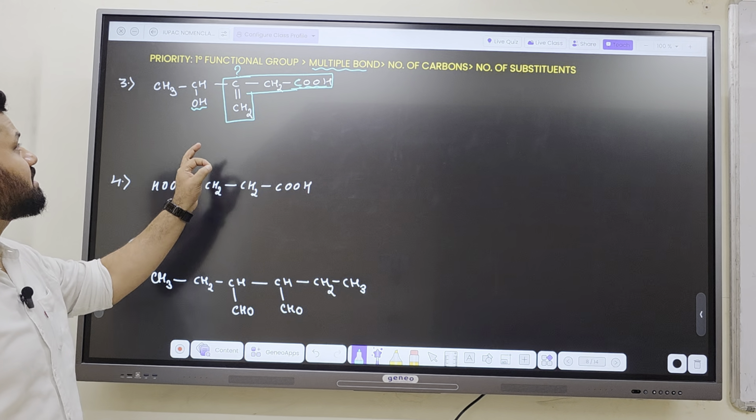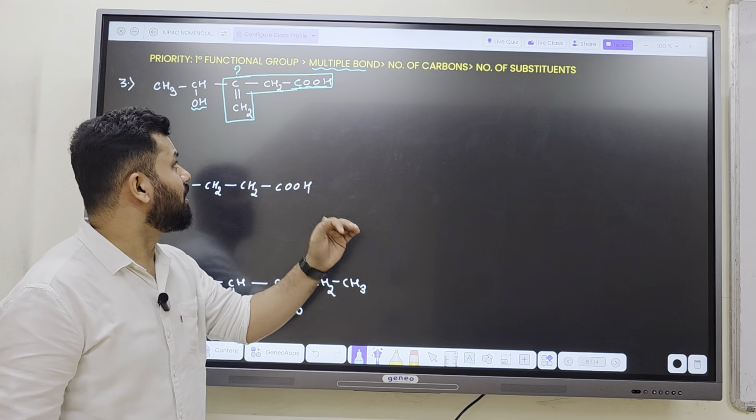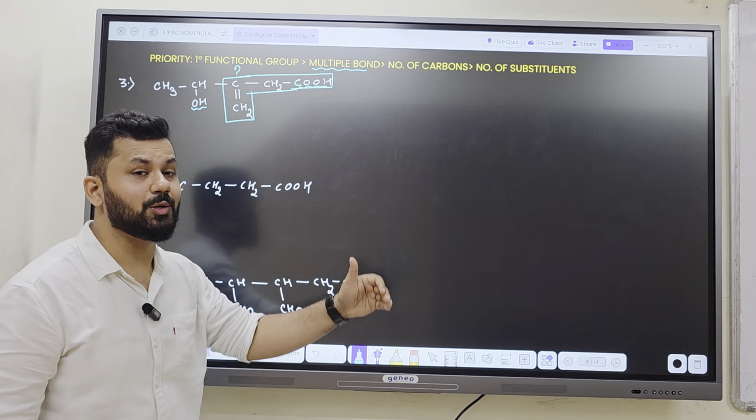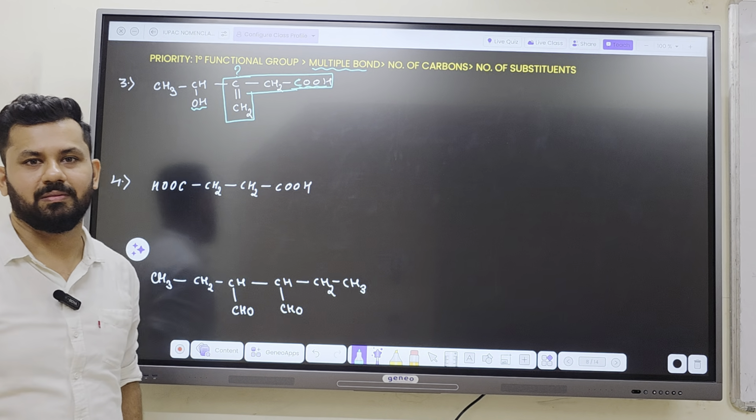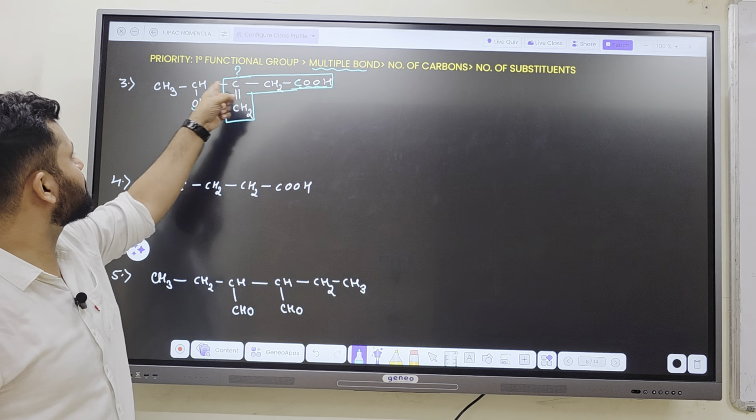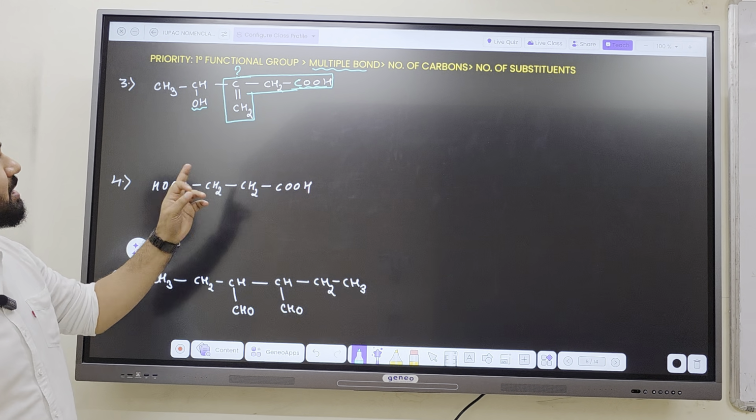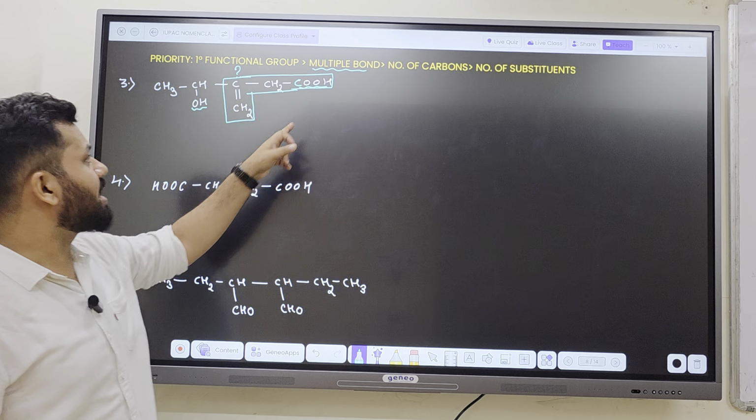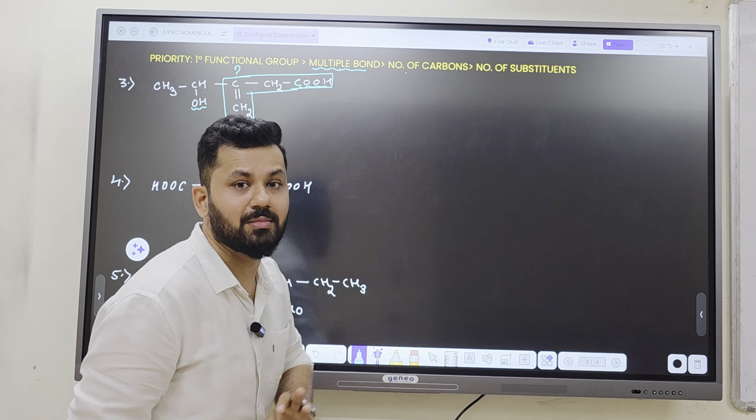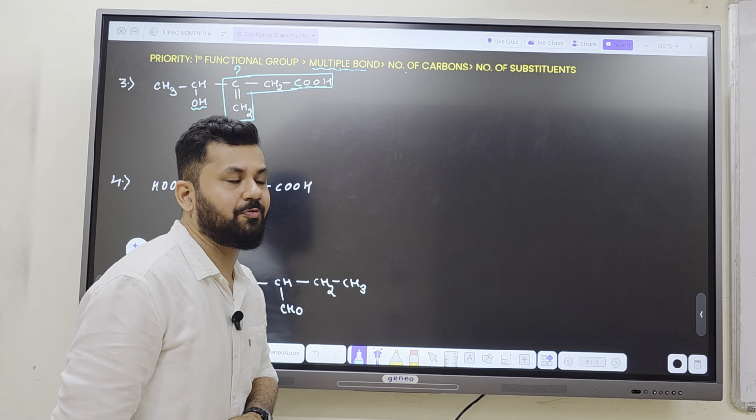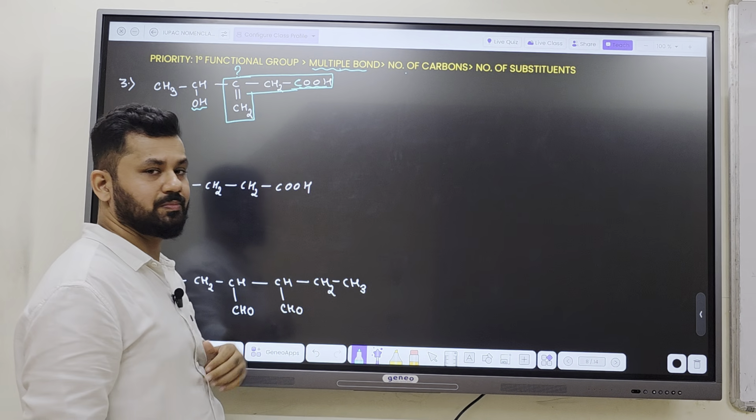So once we have selected the primary functional group, I have to see to it that I include maximum multiple bonds, as many as possible. If I had to go straight, I would miss this double bond. And as per the priority list, I have to prioritize multiple bonds over number of carbons. First, you have to check, is there a multiple bond? Yes, then you should go over here.